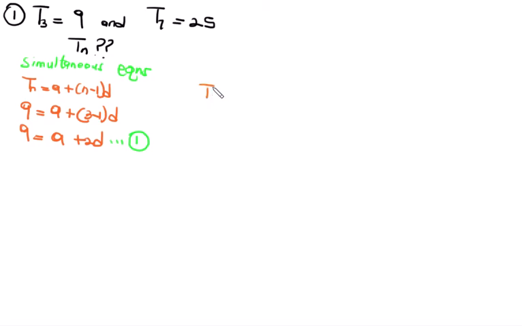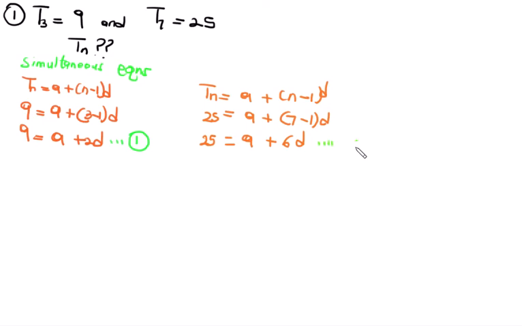So we say Tn is the same as a plus n minus 1 multiplied by d. So this is the same as a plus, we have Tn is 25. The position of 25 is 7 minus 1 multiplied by d. And so this is the same as a plus 6d. So we have two equations over here, and this is a simultaneous equation. This we're going to call equation 2.